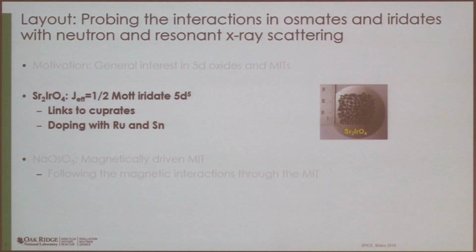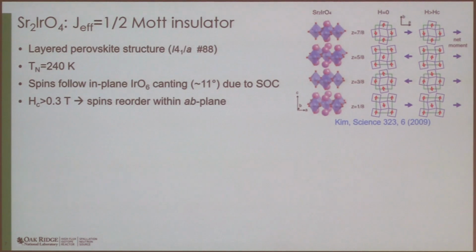Okay, the first part: strontium 2 iridium O4. You've seen similar plots to this, but I'll just recap the important points for this talk. It's a layered perovskite structure. It actually has space group number 88, so slightly lower symmetry than was previously reported. It orders antiferromagnetically at 240 Kelvin, and the spins follow rigidly the canting of the octahedra in the ab plane. This is looking down the ab plane. If you apply a magnetic field, you have a magnetic structural change, where the different layers create a net ferromagnetic component.